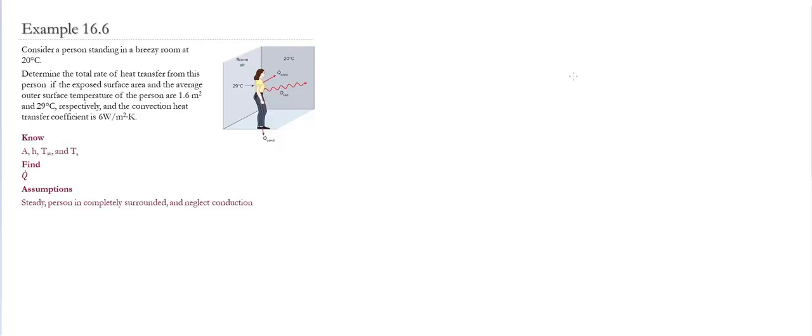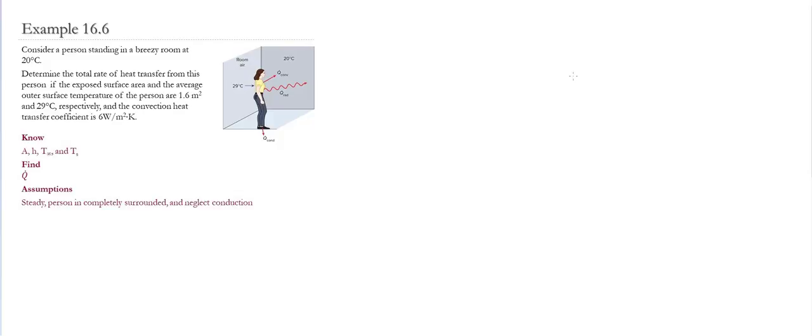Example 16.6. In this example, we consider a person standing in a breezy room at 20 Celsius. We need to determine the total rate of heat transfer from this person if the exposed surface area and the average outer surface temperature of the person are 1.6 meters squared and 29 Celsius respectively. The convection heat transfer coefficient is equal to 6 watts per meter squared Kelvin.